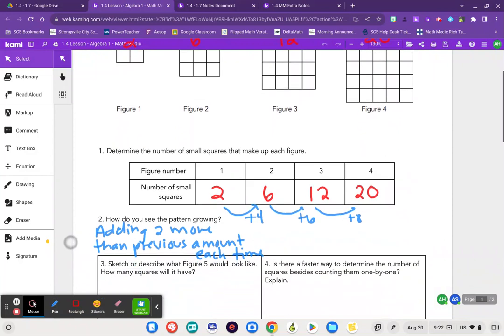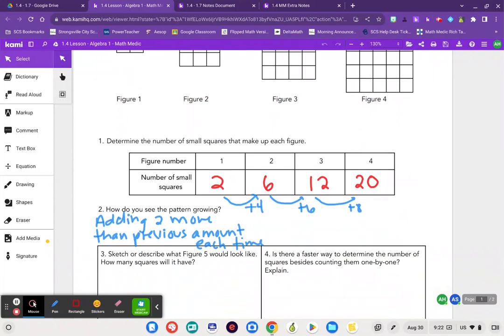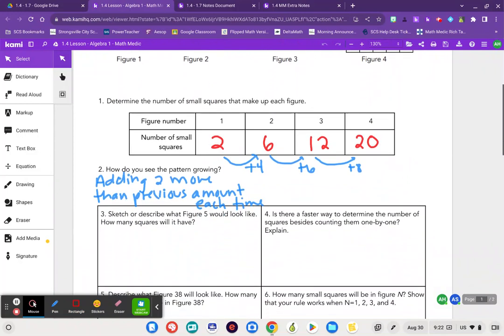Let's first go back and answer number 3, which is to sketch or describe what figure 5 would look like. How many squares will it have? All right, so if I were to sketch this, how would I know how many squares I should have?